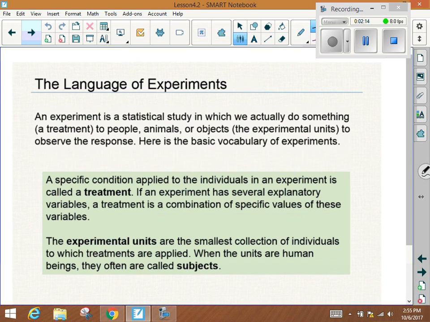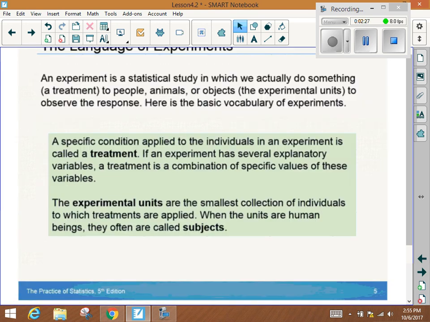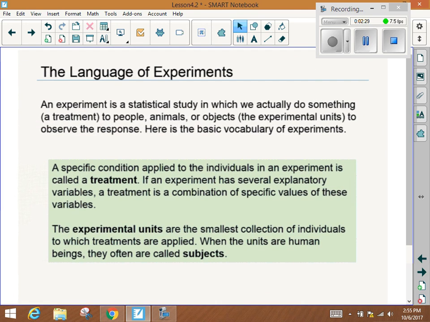All right. So be careful when we're talking about experiments. The main difference is that we are imposing a treatment. And that's what makes an experiment, right? The difference between an experiment and an observational study. Okay, experimental units. They are the units that treatments are being applied to, right? When they're humans, we call them subjects.